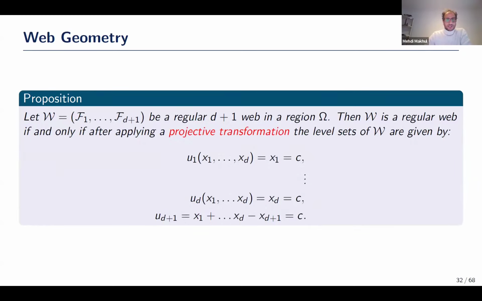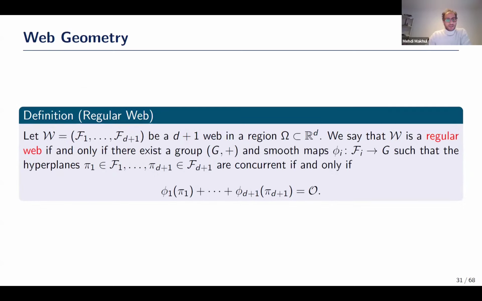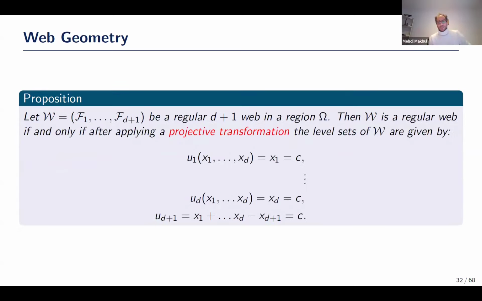It is not difficult to show that whenever we have a regular web, the level sets have a simple form. Actually, one can assume the first d foliations are a coordinate system. Then we can show that the last foliation is given by this formula. And this is very helpful to simplify the argument.